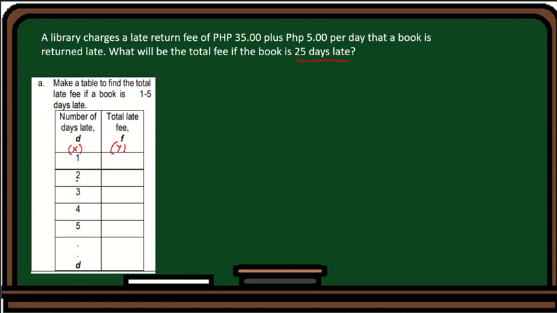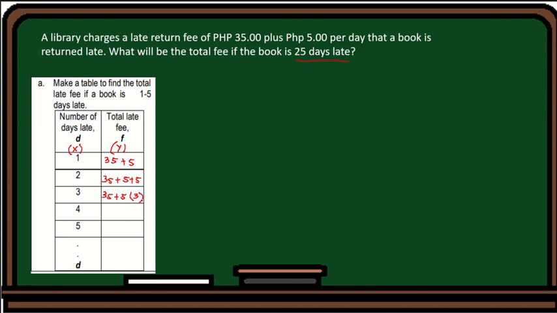So, for the first day that the book is returned late, you will be paying 35 pesos plus the 5 pesos per day. Since you are late by day 1, you will be paying the 35 pesos plus the 5 pesos additional fee. For the second day, late ka na naman, so 35 plus 5 plus 5. For day 3, you can have 35 plus 5, or you can just simply multiply 5 to how many days late.